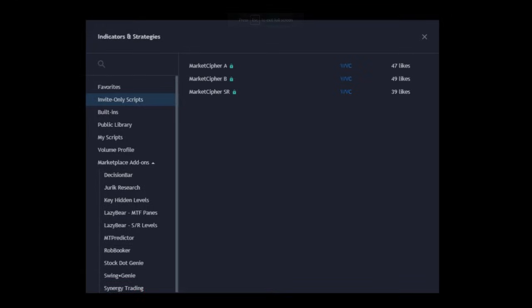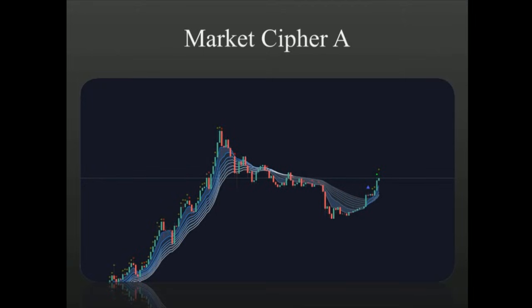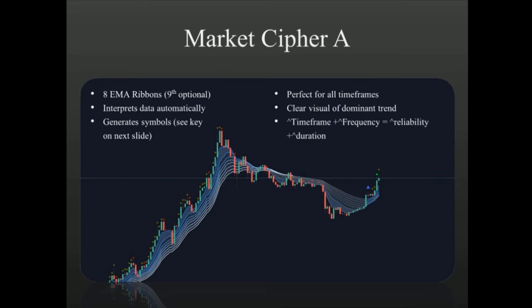We can finally talk about how to use the Market Cipher. The first indicator in the package is Market Cipher A. Cipher A displays 8 EMA ribbons on the intraday chart and automatically interprets the data by spitting out various symbols which each correspond to a different indication. Here is the key for Cipher A.